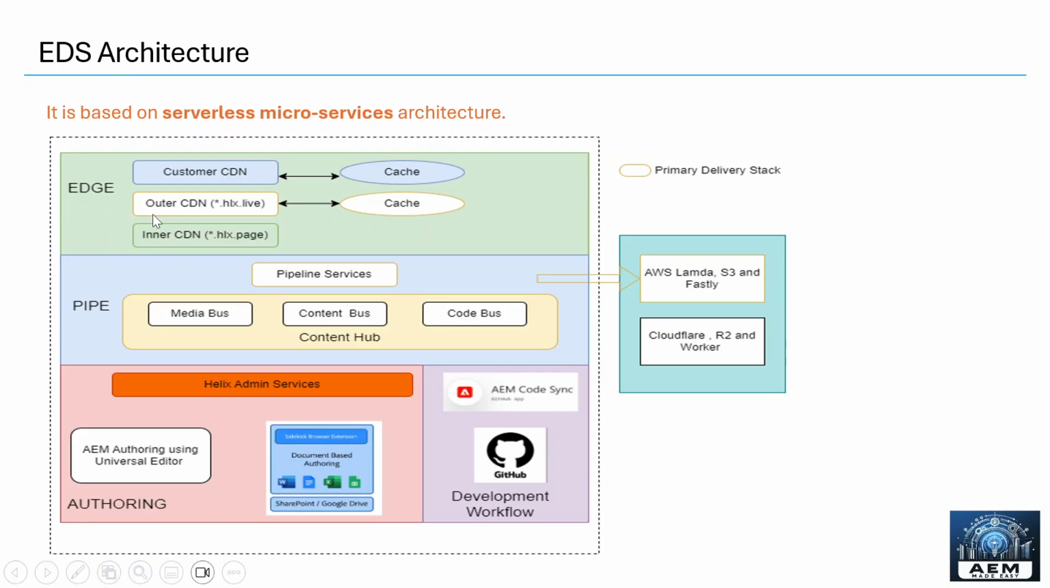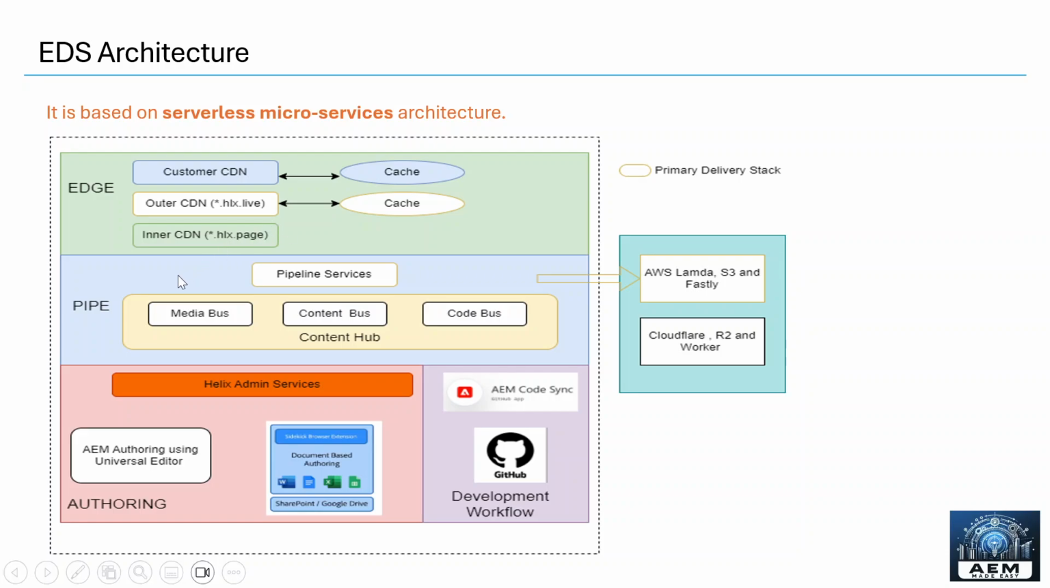The third layer, the innermost layer, is aptly named the inner CDN, which serves .hlx pages, or nowadays .aem.page pages, and does not have any cache attached to it. This allows authors to preview their changes without having to wait for the cache to expire. So this is about the edge.